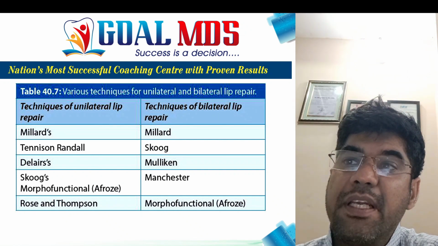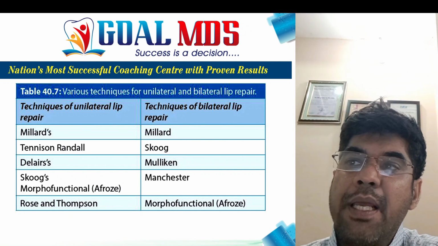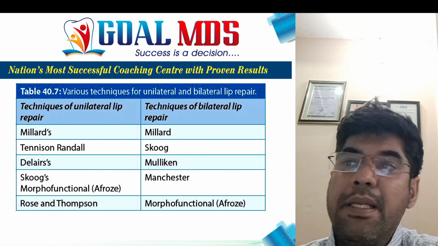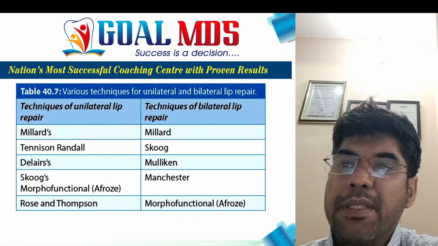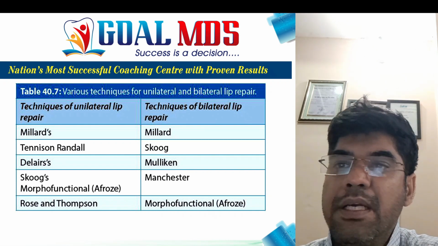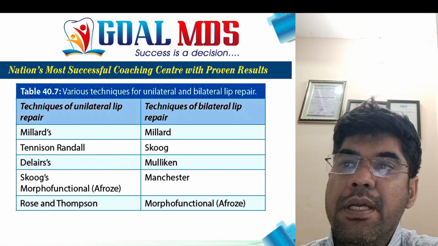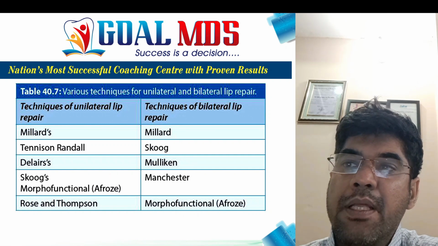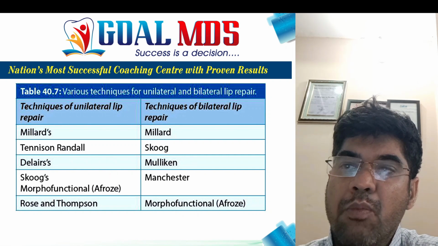So what are the various techniques that are used for unilateral and bilateral lip repair? Remember these techniques. The techniques used for unilateral lip repair are Millard's, Jenkinson, Randall, Tennison's method, and for bilateral lip repair are Millard's, Cook, Mulliken and Manchester techniques.